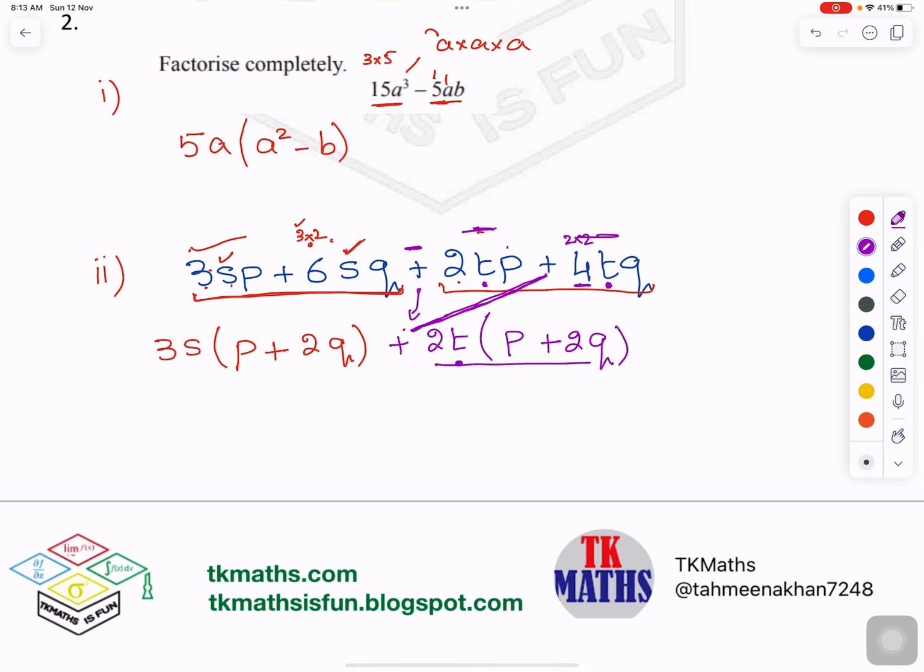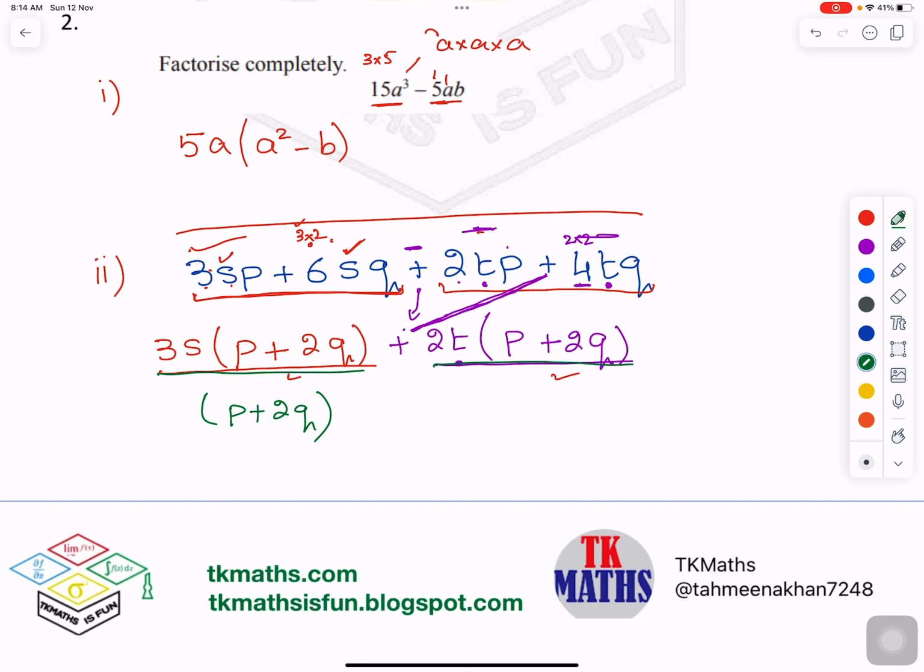Now in this purple one and blue one, you see what is common. Common is P plus 2Q. Agreed? Within the bracket. And mostly when you are factorizing 4 terms, this factor should come the same. So now you can write P plus 2Q, because it is a common factor in both the terms, this one and this one. Now what is left from here? 3s. So make a bracket. 3s, this sign will come here as it is, plus, and this 2 stays left. So this is how you factorize it.